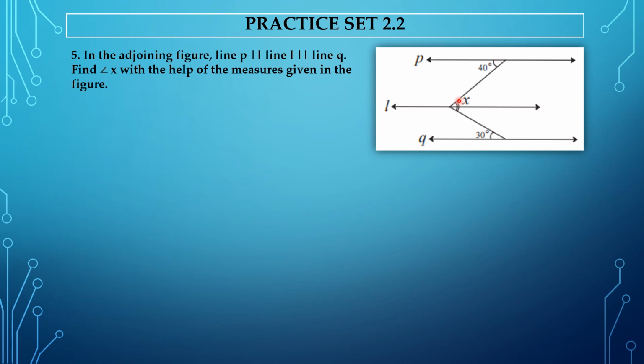Now find angle X. Can you see in the figure this angle X, with the help of the measures given in the figure? Here it is given 40 and here it is given 30. But this angle X is both above this line L and below this line L. So we have to find it.